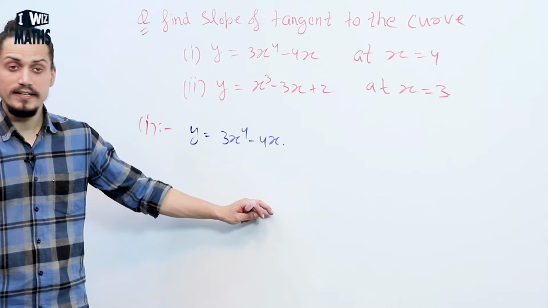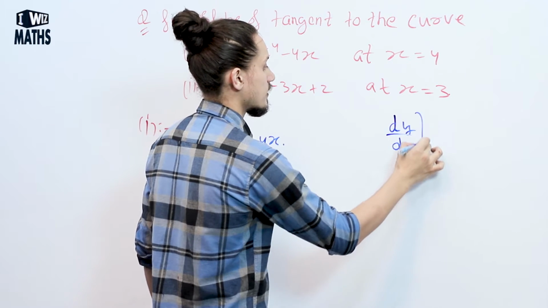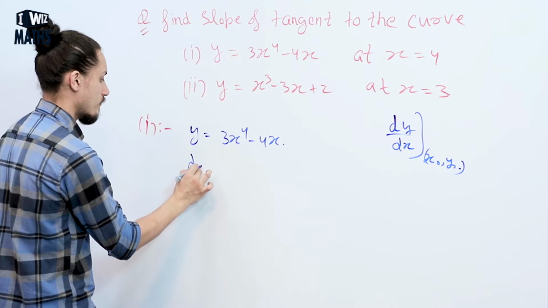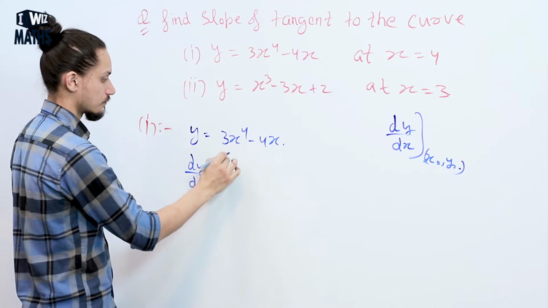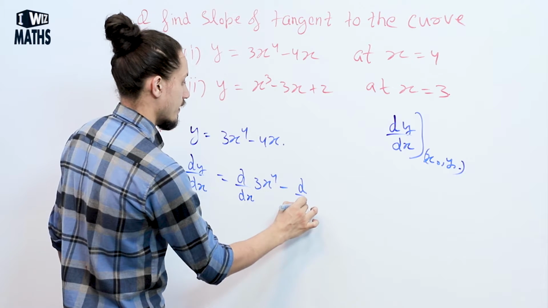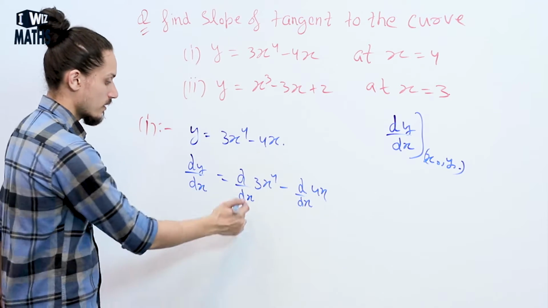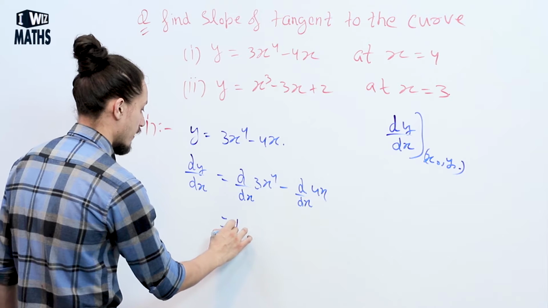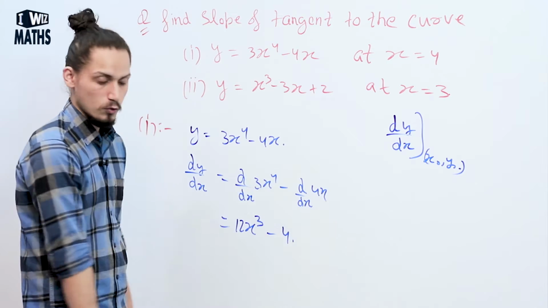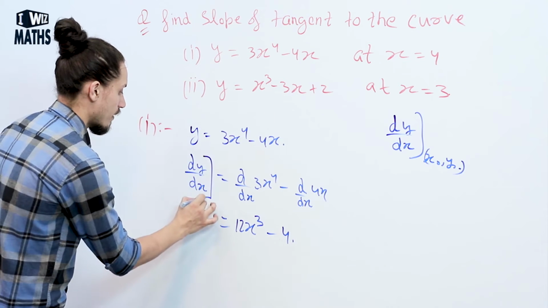Now the slope of the tangent to a curve y is equal to f(x) is given as dy/dx at (x0, y0). So we have to find its derivative. We get dy/dx is equal to d/dx of 3x raised to power 4 minus d/dx of 4x. The derivative of x to the power 4 is 4x raised to power 3, so multiplied by 3 we get 12x raised to power 3, minus the derivative of 4x, which is 4.